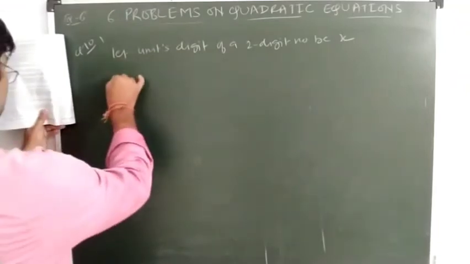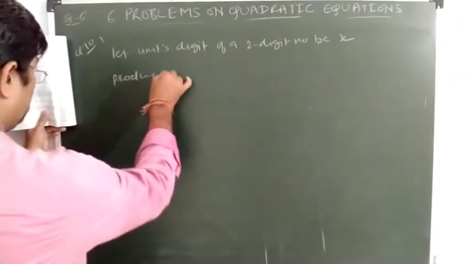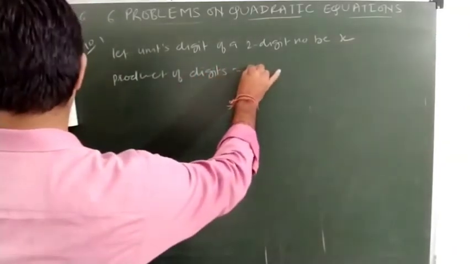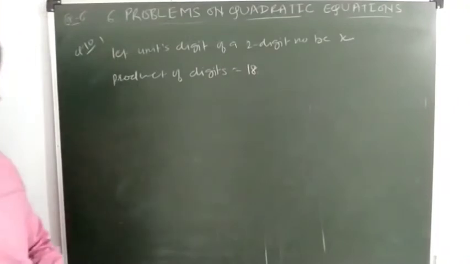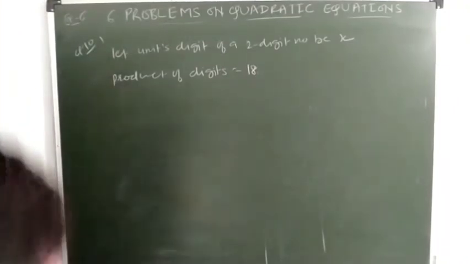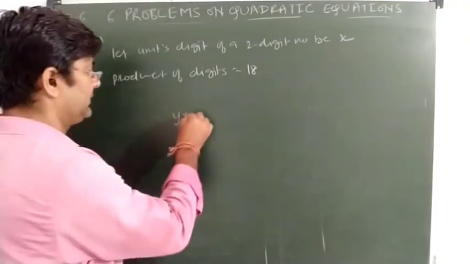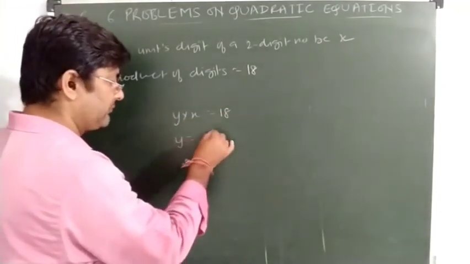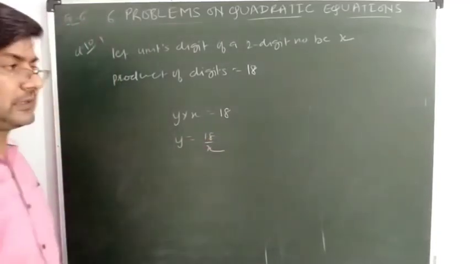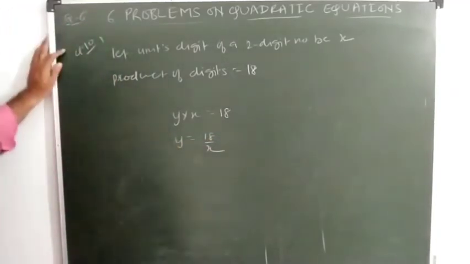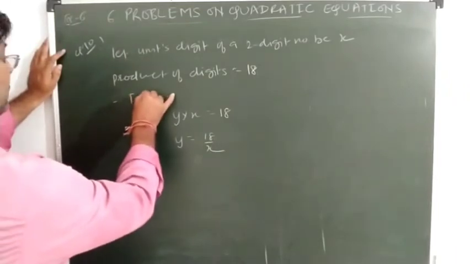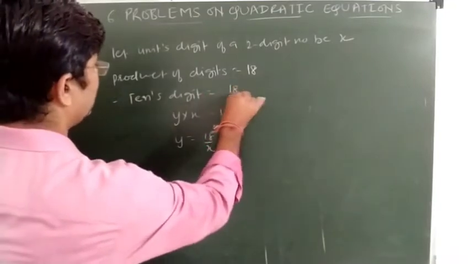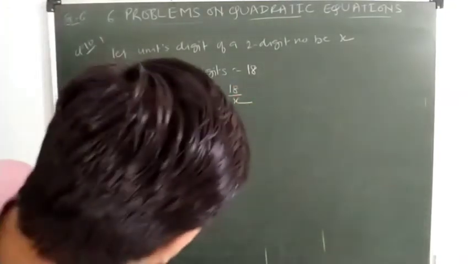Now the product of digits is given. Product of digits is 18. So obviously, suppose the tens digit is y, then you are given y into x is equal to 18. So if you want to find the tens digit, then it will be 18 upon x. Therefore we will write down over here that the tens digit is 18 upon x. Clear?